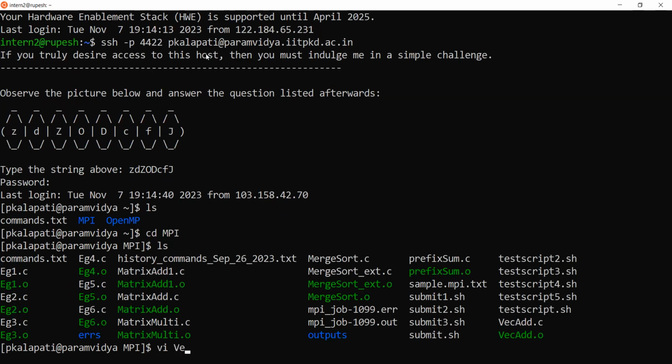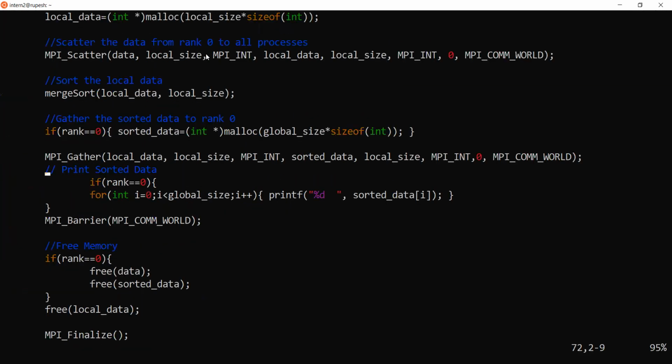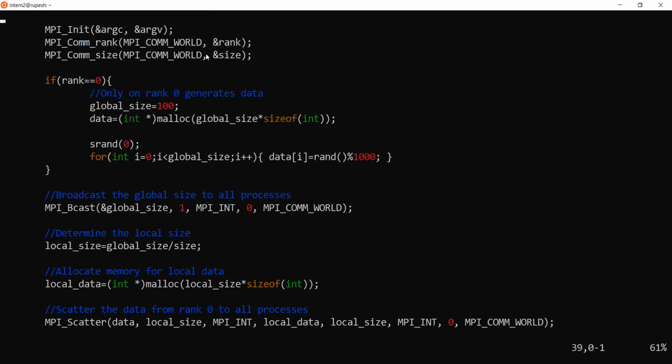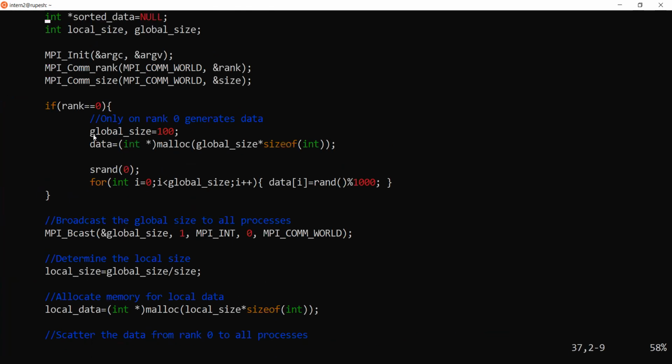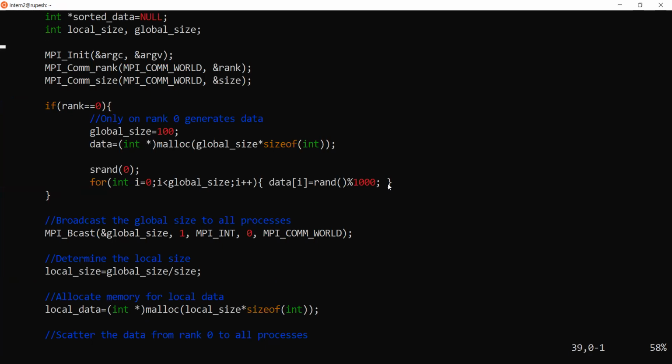We are working with this dot C file. When you look at this particular piece of code, what can you see? You can see that rank 0 is responsible for allocating the memory and storing some random values into that particular global array. After that, what are you going to do?